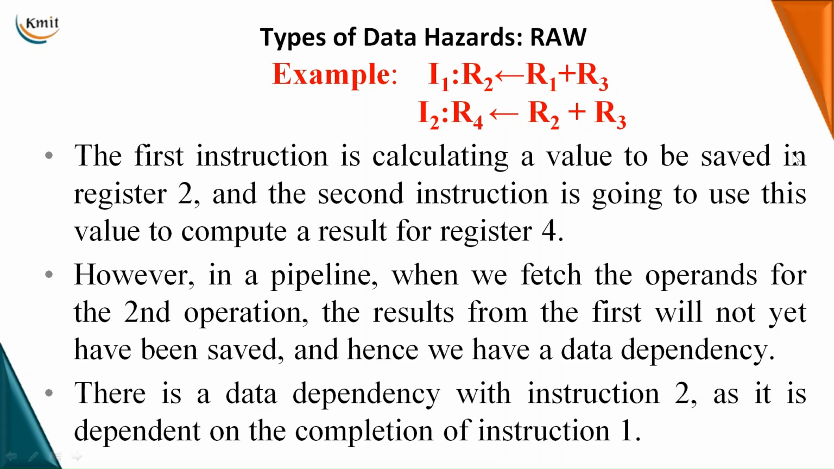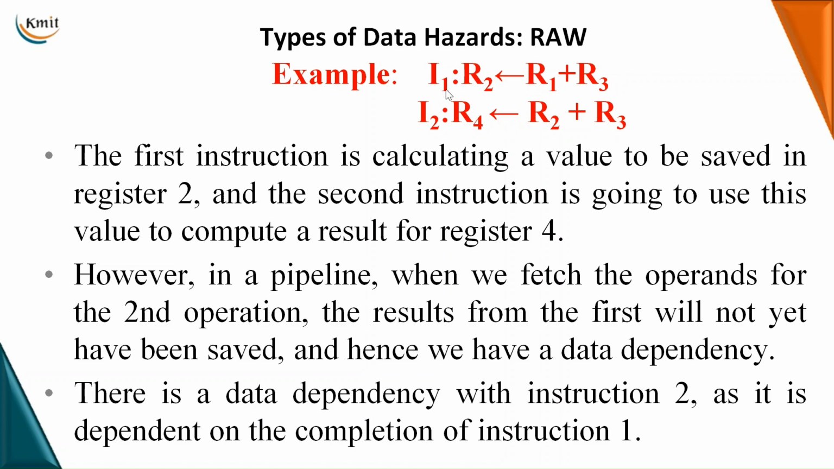So the first instruction is calculating the value to be saved in the register R2, and the second instruction is going to make use of this R2 to compute a result for the register R4. However, in a pipeline, when we fetch the operands for the second operation, the result from the first will not be available, because it will be available only after the write back stage of this particular instruction is completed. So there is a data dependency with the instruction I2, as it depends on the completion of the previous instruction I1. So this type of situation is called a read after write.